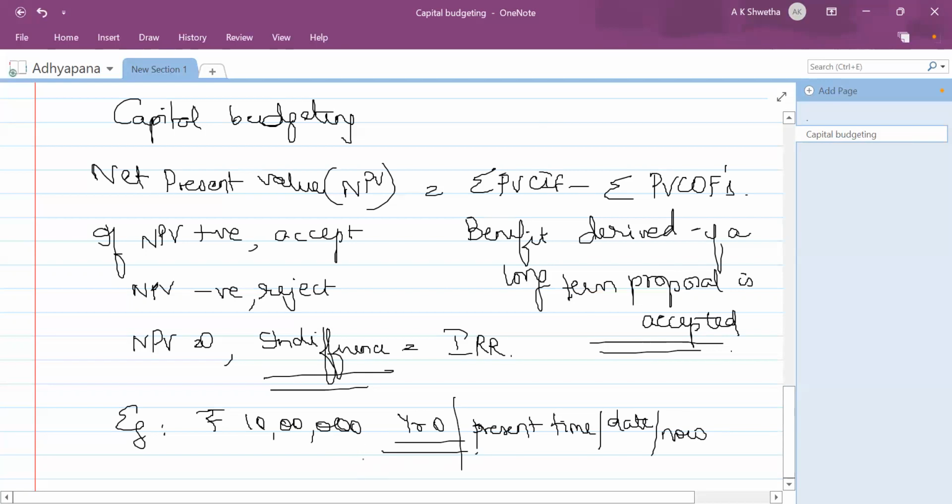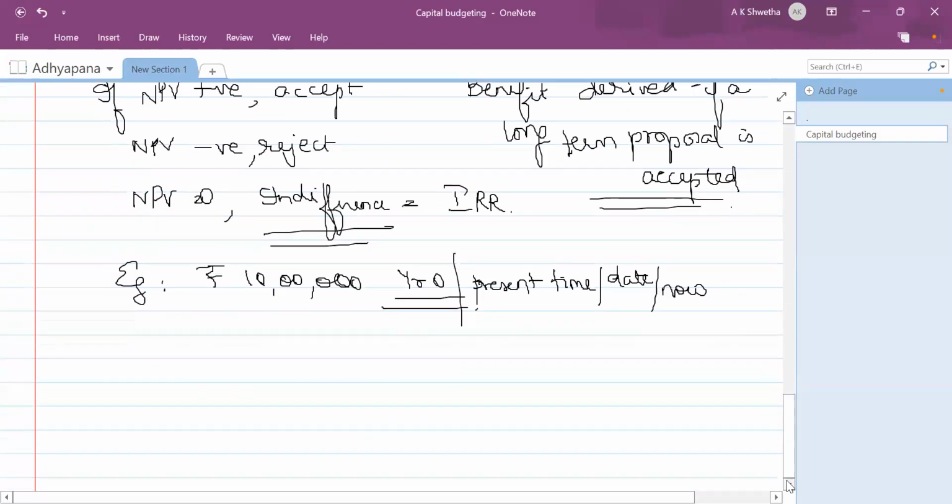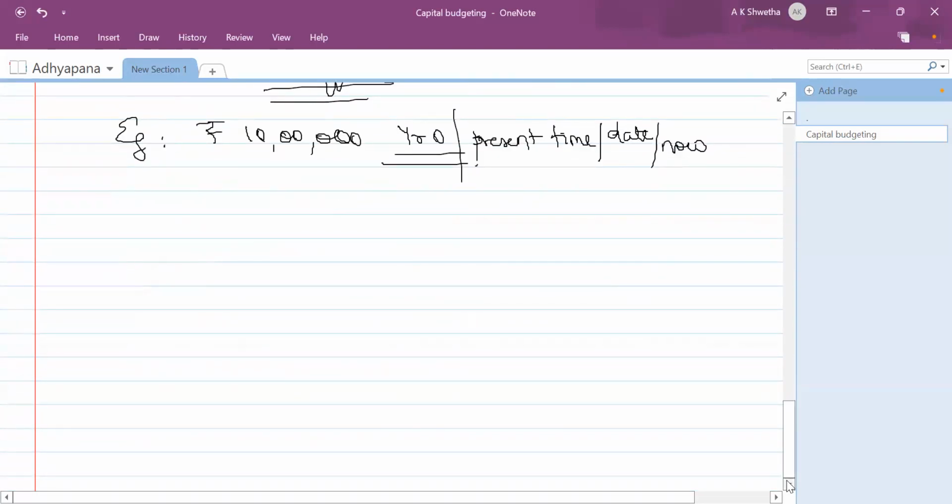How will I decide whether I will invest this 10 lakhs in that machinery or not? I will have an estimate of how much of revenue is going to be generated over the life of the machinery. Suppose, say, the life of the machinery is 5 years. In that 5 years, I have to recover the original investment, and along with it, I have to make some amount of benefit. Correct? So, how much is my estimated future cash flows?